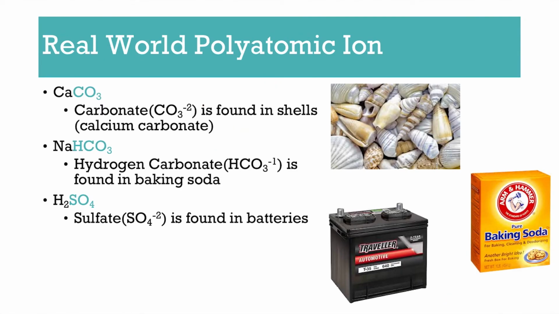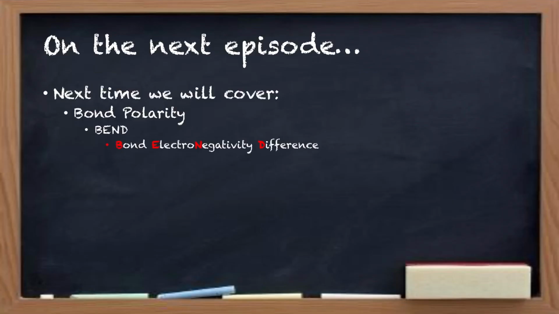So there are some real world examples of polyatomic ions. Calcium carbonate. So carbonate is found in seashells. Sodium hydrogen carbonate, you'll also see it as bicarbonate, is in baking soda. And then hydrogen sulfate can be found in batteries. So there's a bunch more, but these are some cool examples that you have probably experienced at some point in your life. So that is it for polyatomic ions.